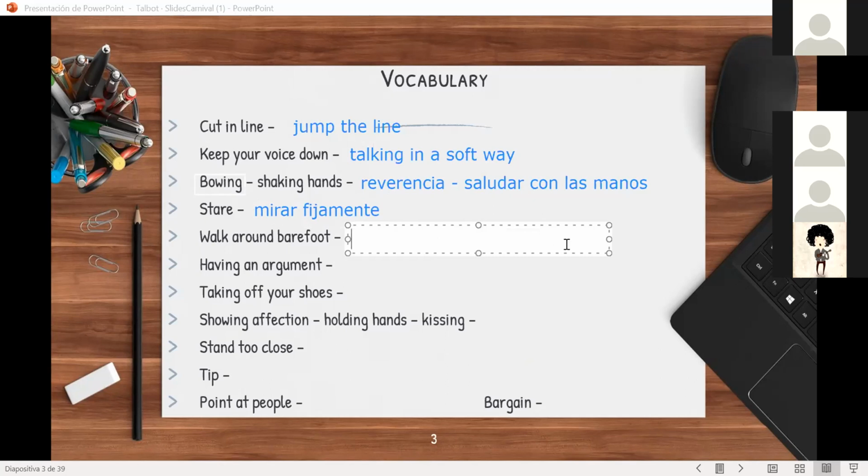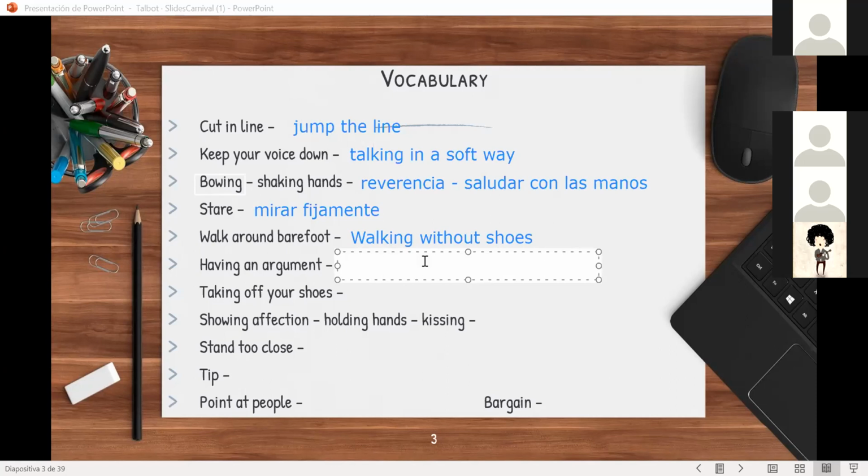So let's see. Who knows the meaning of walk around barefoot? Caminar descalzo. Yes, that's it. Without shoes. Okay, that's the meaning. And this can be also a bad manner, maybe, but in the Japanese culture, they can walk without any shoes, but just in their houses or when they are visiting someone.